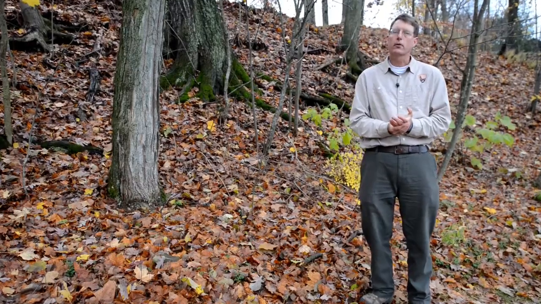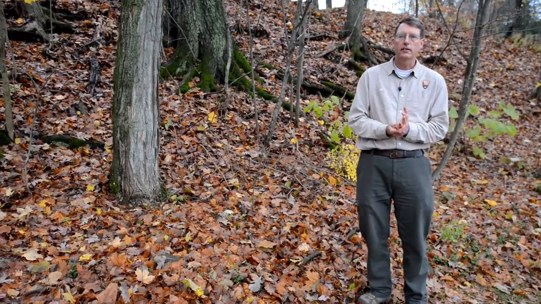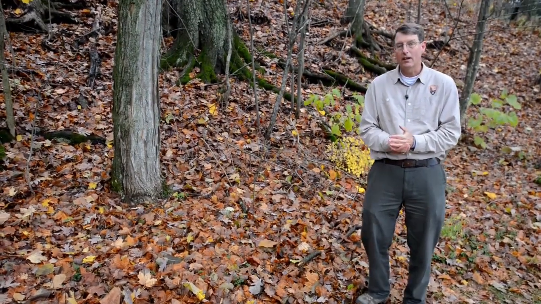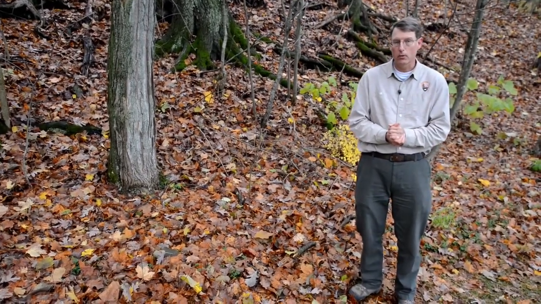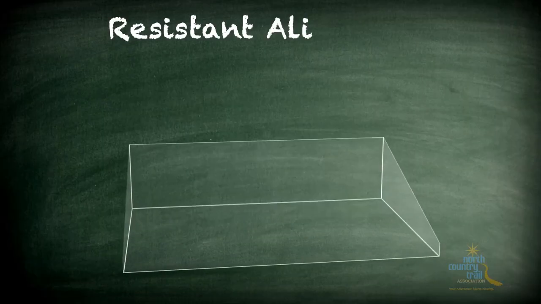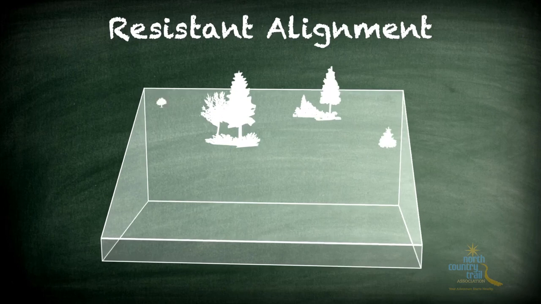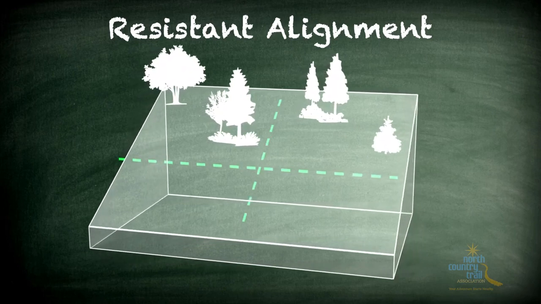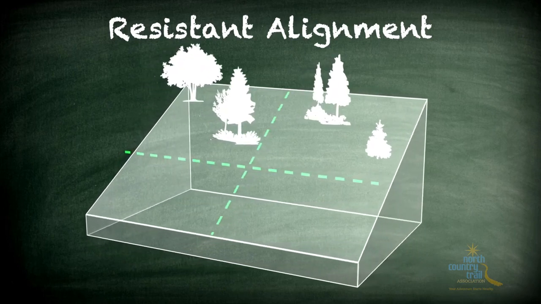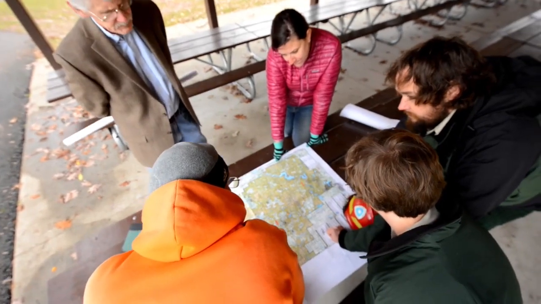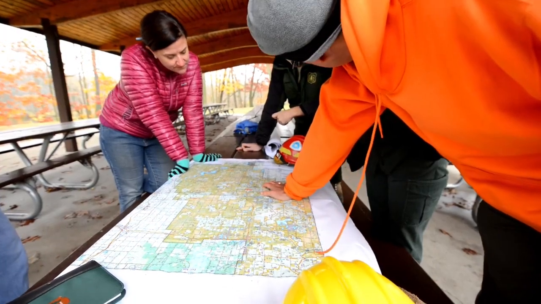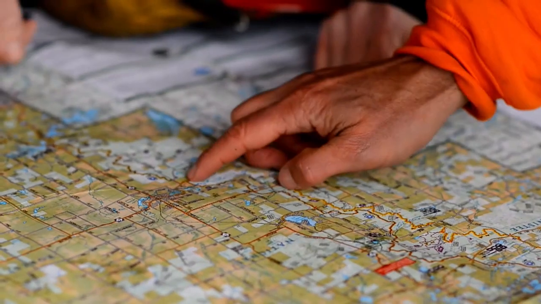A big part of what we're going to talk about is design and layout tools to get water off the trail. That's the second part of our equation. The first tool is a resistant alignment. That's when you step back in the design process and you really look at the landscape and decide where in that landscape you can put the trail that's going to prevent problems later on.